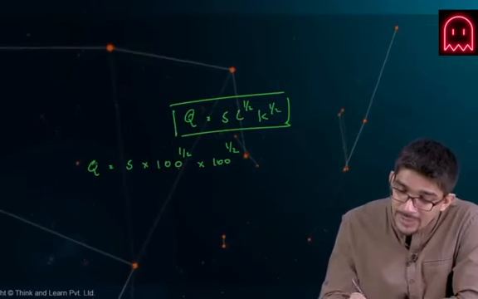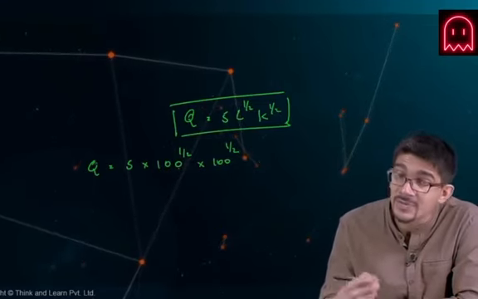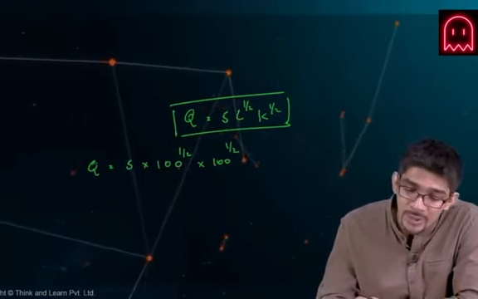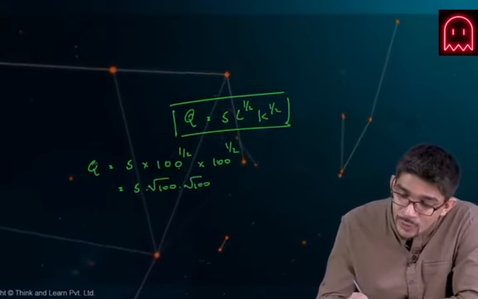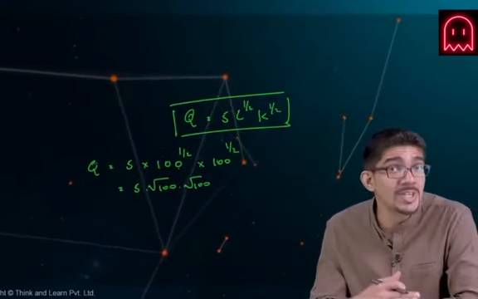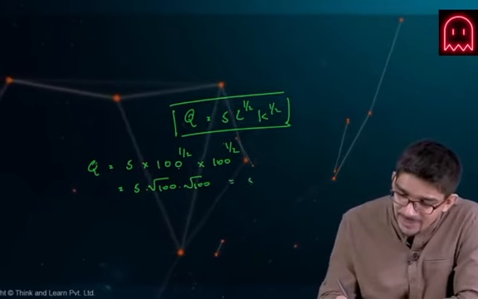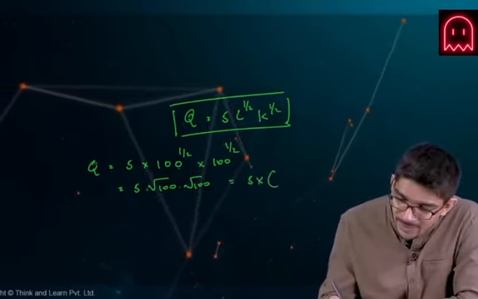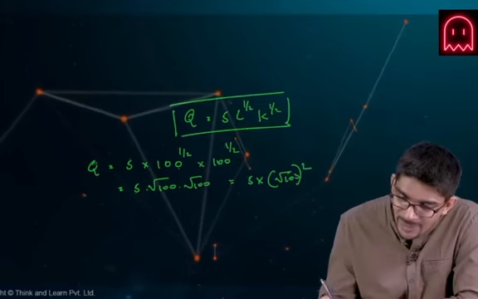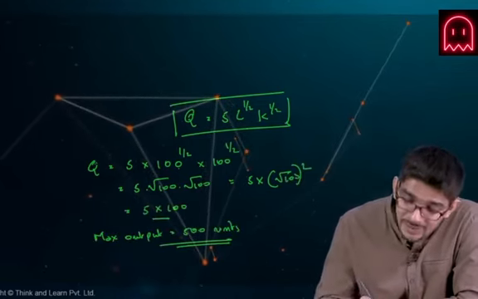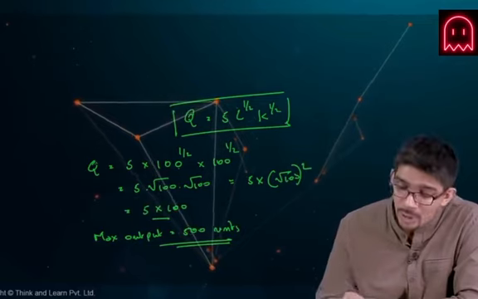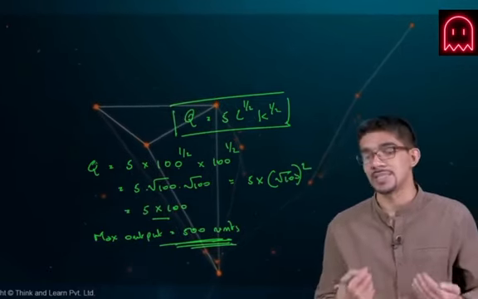5 into 100 raised to half into 100 raised to half, and raised to half just means square root. So 5 into square root of 100 into square root of 100. Square root of 100 into square root of 100 will give us 100, right? Square root of 100 squared. So we can actually write it like this: 5 into square root of 100 squared, which actually gives us 5 into 100, which is the maximum output possible of 500 units in this particular instance.